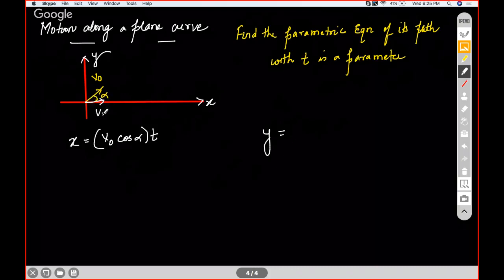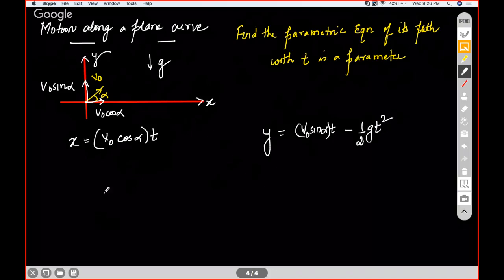So this v naught cos alpha would be the one which is responsible for taking it along the x-axis, and v naught sin alpha is the one which is taking it up. But remember, at the same time, gravity is acting, g is acting down. So it's v naught sin alpha t minus half g t square.